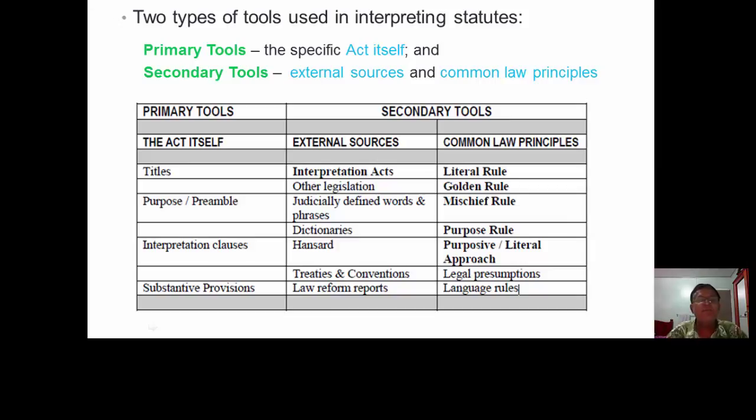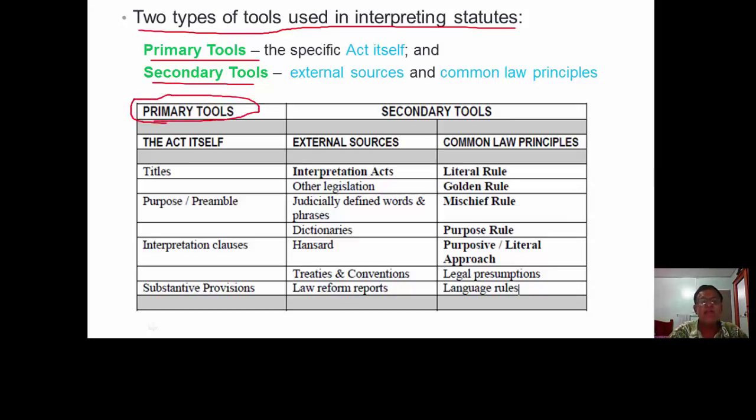Moving on to the next slide, statutory interpretation tools. There are two types of statutory interpretation tools in interpreting statutes: the primary tool and the secondary tools. The primary tool is the act itself. As you can see, the act itself, you have to look at the titles, the purpose, preamble, interpretation clauses, and finally the substantive provisions. This is the primary tool.